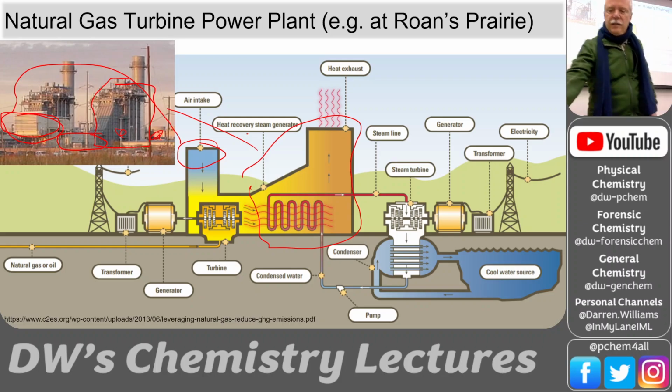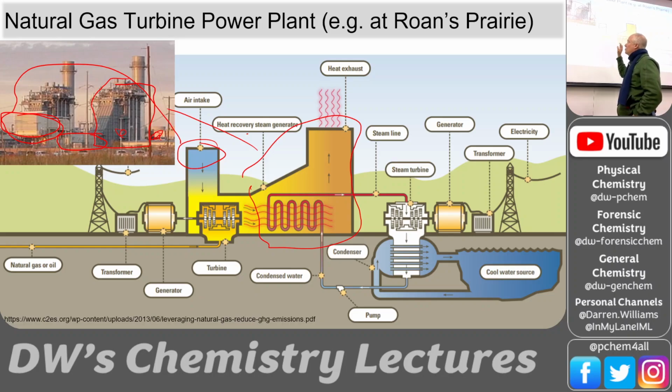The advantage of these, and we'll get to this in the last part of the course, we're kind of out of time, but in the last part of the course we'll talk about how these plants are wonderful because they can be turned on and off on a dime. So whenever a cold front comes through and everybody turns on their heaters, this thing can ramp up and meet demand. And then if a warm front comes through or something like that, then everybody turns off their heaters.